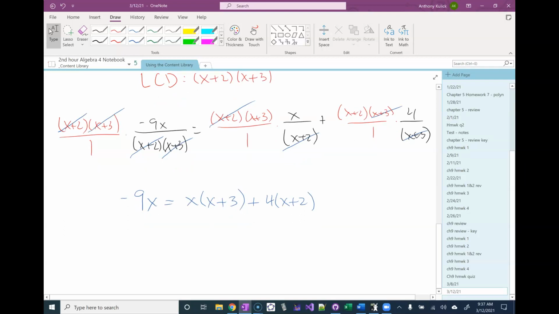Okay. What I'm going to do now is I have a polynomial equation, right? Because I got rid of all the fractions, which is fantastic. So I'm going to just multiply everything out. In this case, that just means distributing.